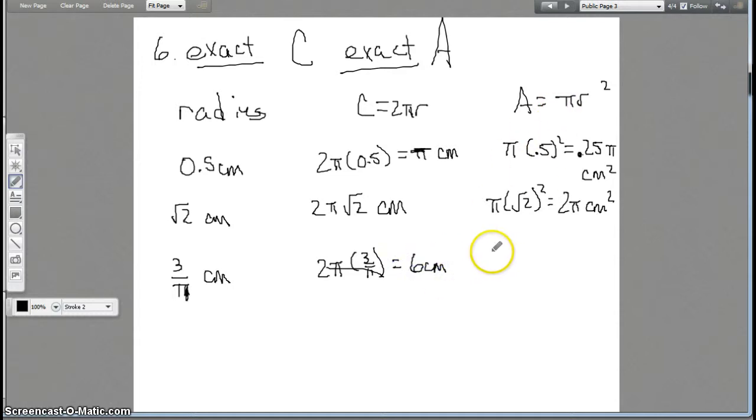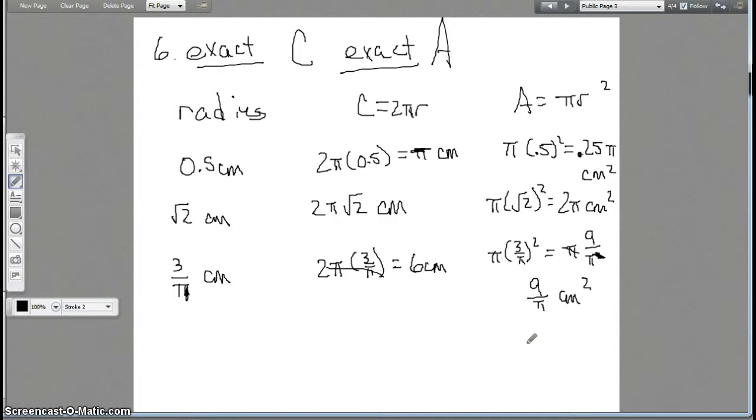Our area is going to be pi times (3 over pi) squared. That is pi times 9 over pi squared. One pi cancels out one of those pi's, so we get 9 over pi centimeters squared.